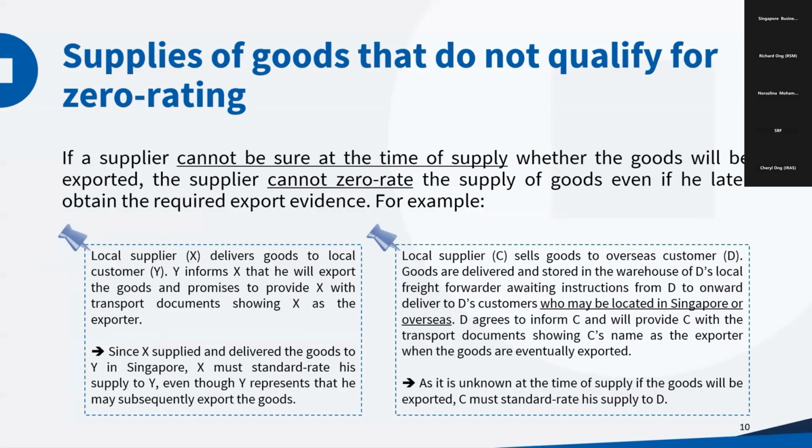Another example is when you sell the goods to an overseas customer and the goods are delivered and stored in the warehouse of the overseas customer's local freight forwarder, awaiting instruction to onward deliver the goods to the overseas customer's customer, who may be in Singapore or overseas. So as it is unknown at the time of supply whether the goods will be exported, you have to standard rate your supply to your overseas customer.